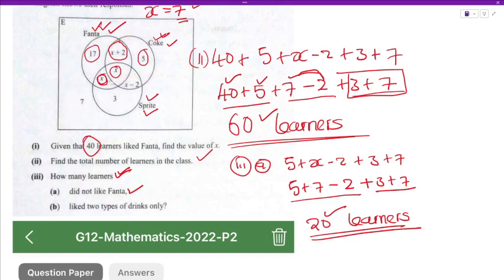Okay, now the question is asking for those who liked 2 types of drinks only. So those that like 2 types of drinks only are just these regions. This one here, that one there, and that one there. So meaning what are we going to do? We simply add everything there.